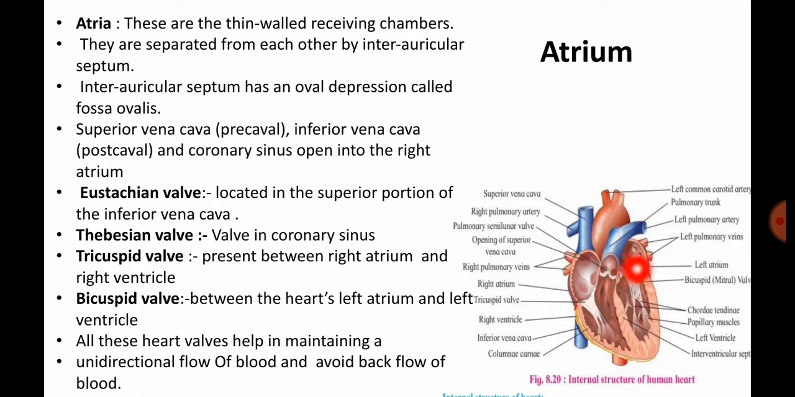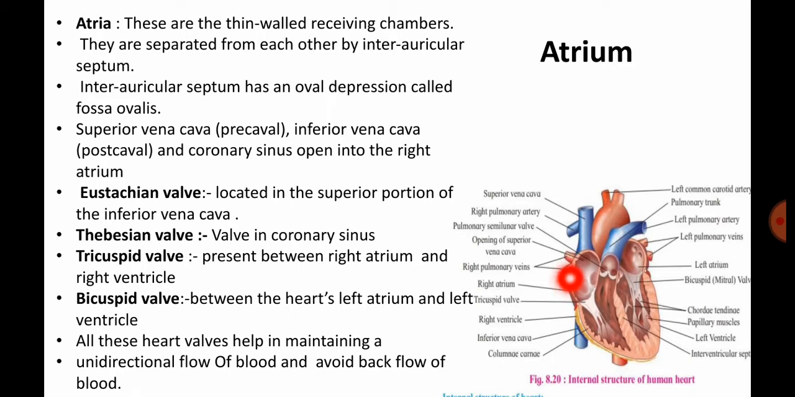Of those 4, 2 are coming from the left lung, that is the left pulmonary artery and left pulmonary vein, and 2 are coming from the right lung, the right pulmonary artery and right pulmonary vein. So these 2 and these 2 bring the oxygenated blood into the left auricle.